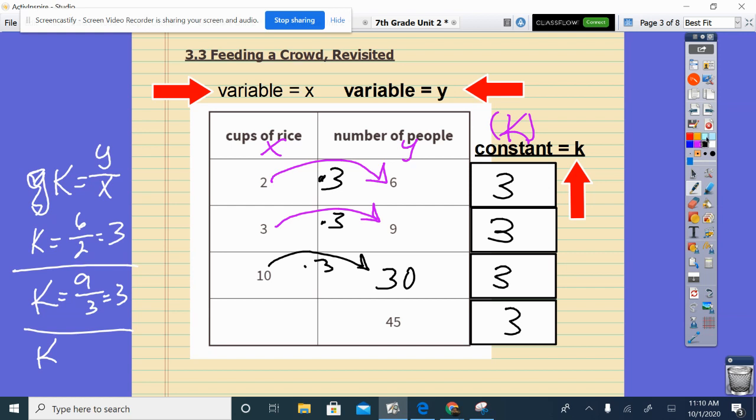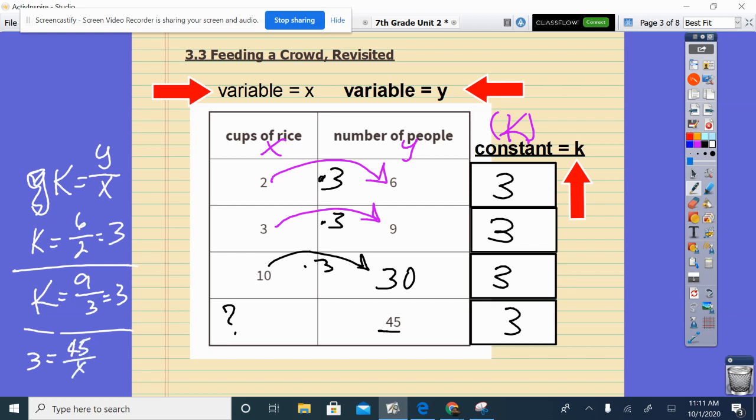Well, now here we are. Now we have this one right here. We've got to figure out what this is. Well, they give us y, but they don't give us x, but we know what our constant is. So let's just replace all these variables with things that we know. We know this is 3. That equals 45 over x.